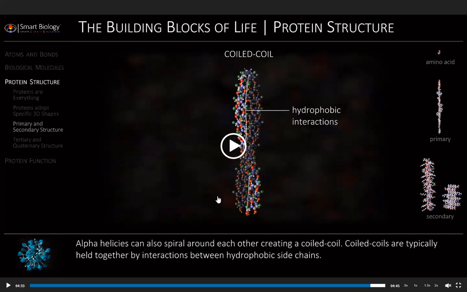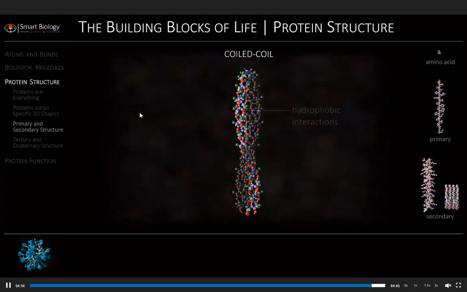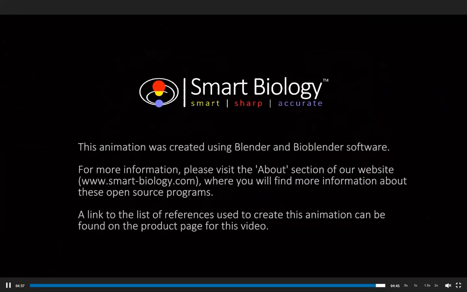This kind of structure is seen very commonly in DNA binding proteins. A number of transcription factors that can bind to DNA actually have this sort of coiled coil structure. Let's have a look again. So this is how it looks. All right.